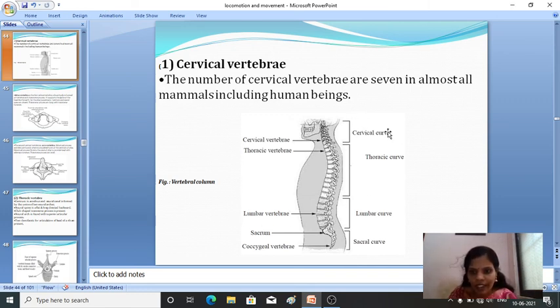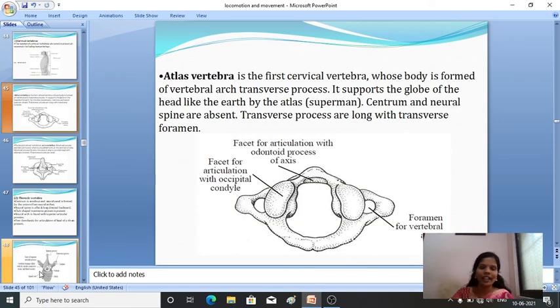You can see this is the cervical curve, this is the thoracic curve, this is the lumbar curve, and this is the sacral curve. Fine. Then there are the thoracic vertebrae, the lumbar vertebrae, the sacrum, and the coccygeal vertebrae. Fine. Next comes the atlas vertebra.